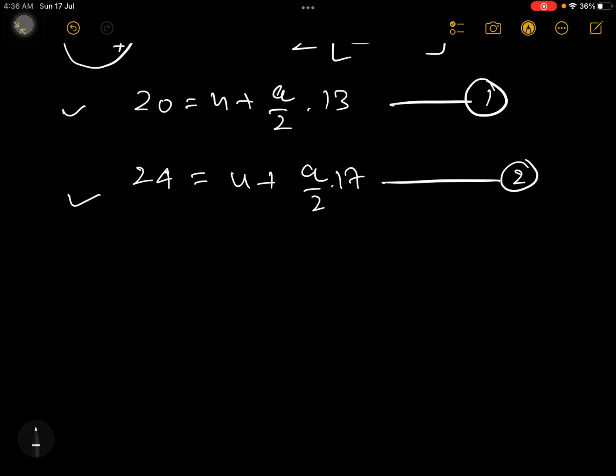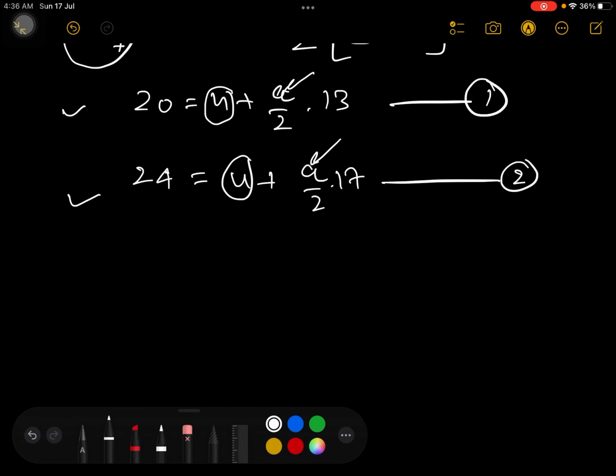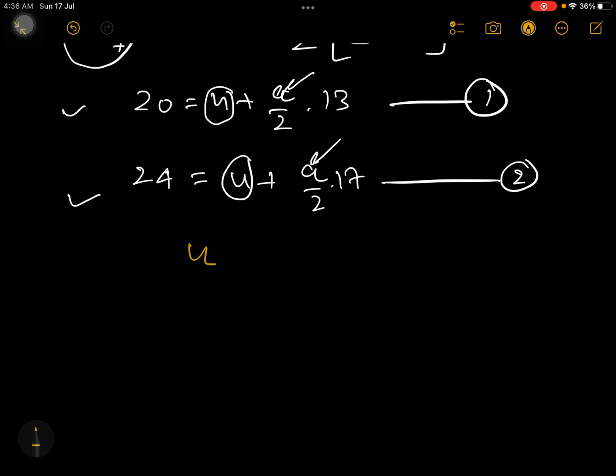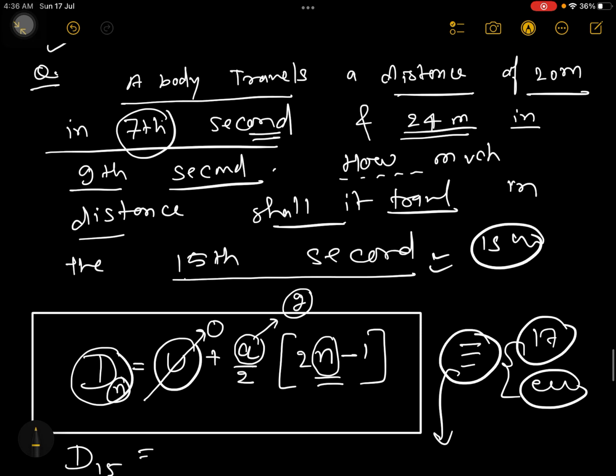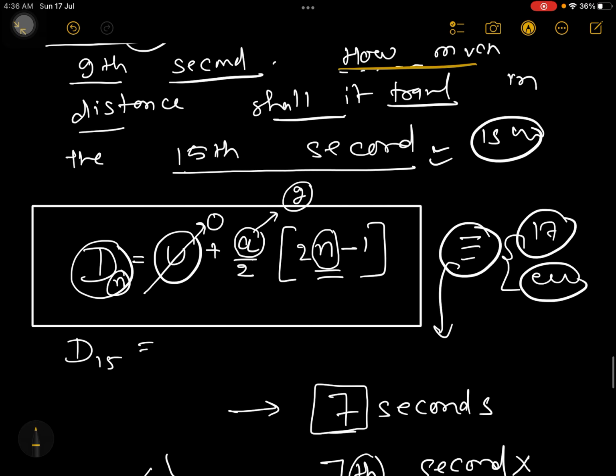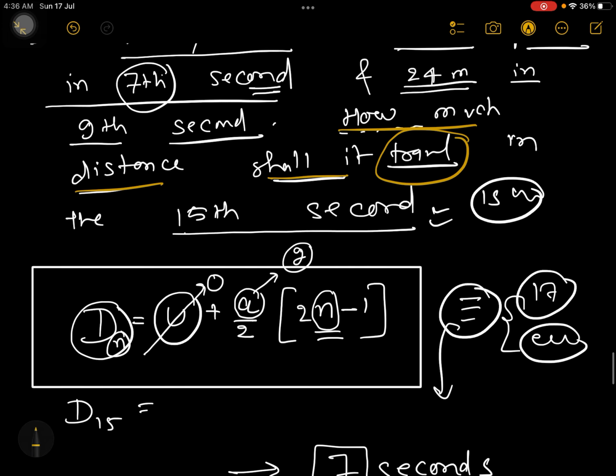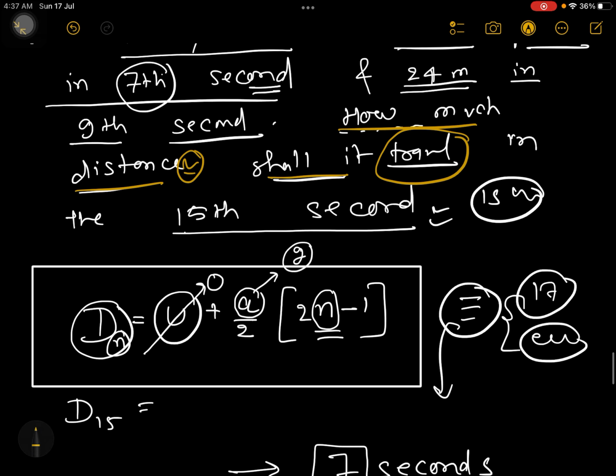Now when you solve equation 1 and equation 2, you will get the values of u and a. Why are we interested in finding the values of u and a? Because they further ask how much distance it will travel, meaning we have to find another distance. But what kind of distance? In the 15th second, how much will it travel?